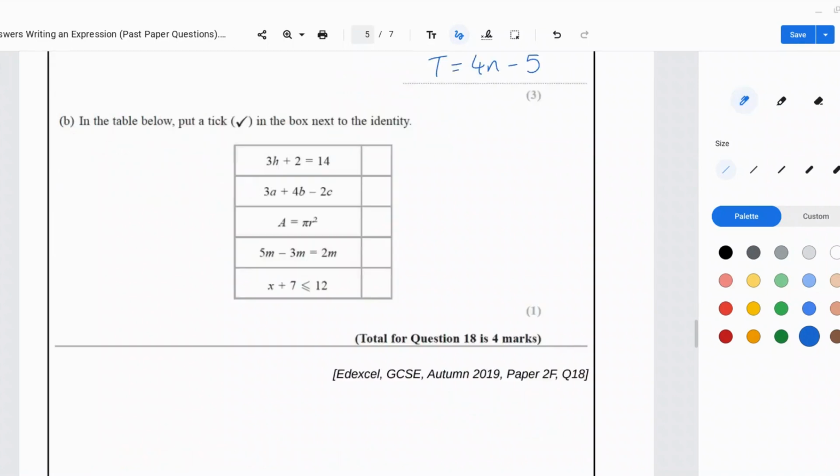Part B here, in the table below, put a tick in the box next to the identity. Probably a lot of people don't know what an identity is. So an identity will always be true no matter what the values are. And the only one of these which is an identity is this one, because whatever value of m you put in, 5m take away 3m will always equal 2m. So nothing changes there. So that's what makes that an identity.